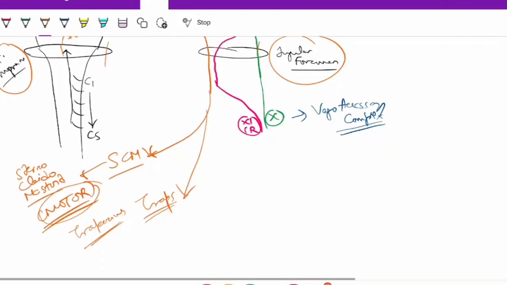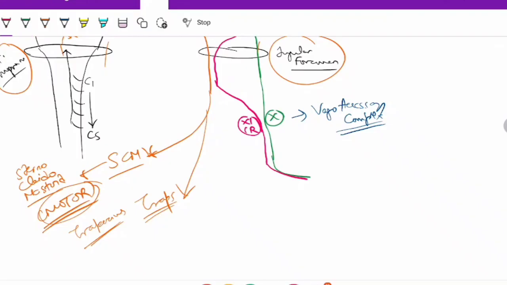Anyways, since we have seen your spinal root, now we will come back to your 10th and your cranial root. What do they do? First they go and supply something known as the palate and pharynx.